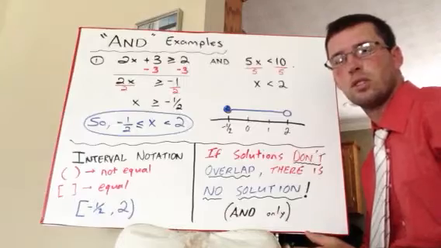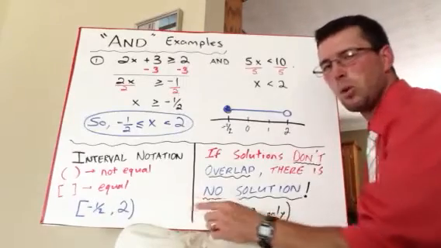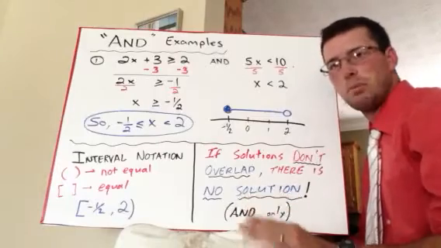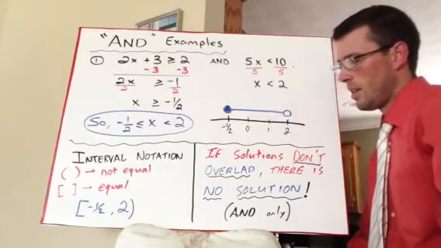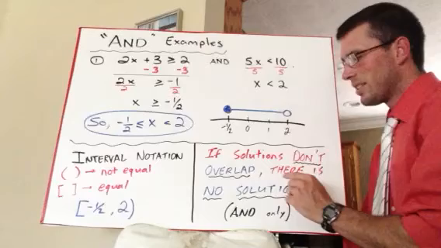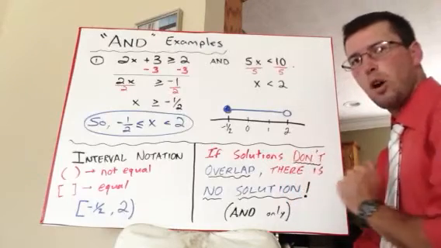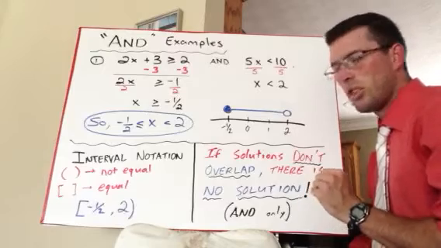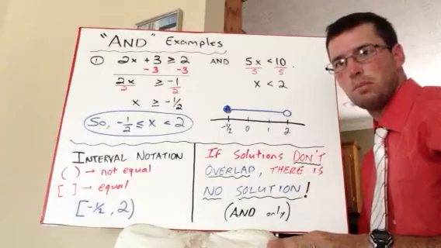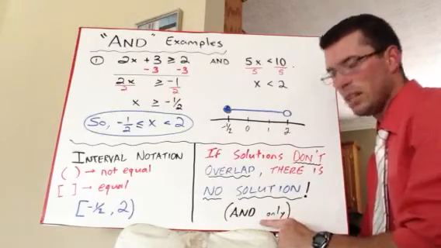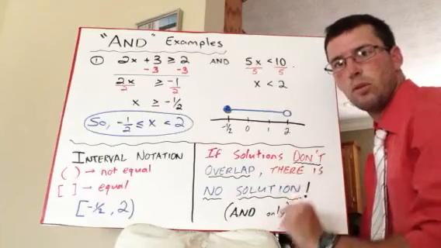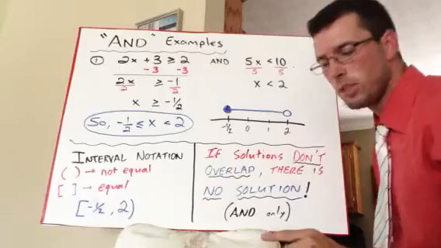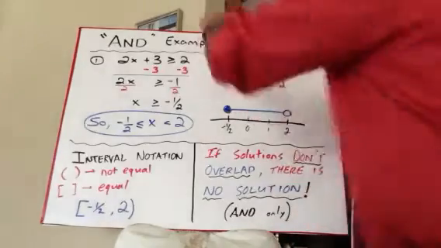So interval notation kind of looks like an ordered pair when you graph, but it's not that. And we'll try to make sure we know the difference. The last note I'll say is that if your solutions do not overlap, and we may see this example, then there is no solution to that problem. Okay? And this is for AND problems only. If they don't overlap in an AND problem, it's no solution. All right, let's move on to the OR problems.